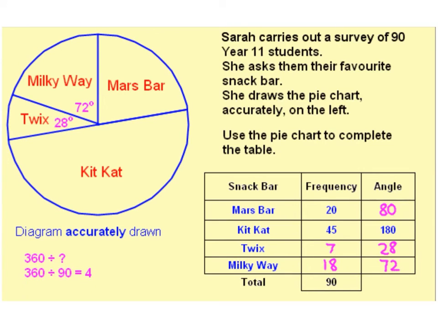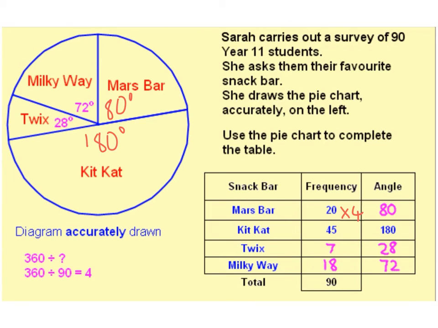So what we would have had to do to get the angles is multiply each of the frequencies by 4. So 20 by 4 gives us 80. So the angle for Mars bar is 80 degrees. 45 by 4 is 180, but we didn't have to do anything there for Kit Kat, because we know we have 180 degrees in here. We also know that because it's a straight line. Now, in order to figure out the frequency and the angle for Twix and Milky Way, we're going to have to actually measure the angles.